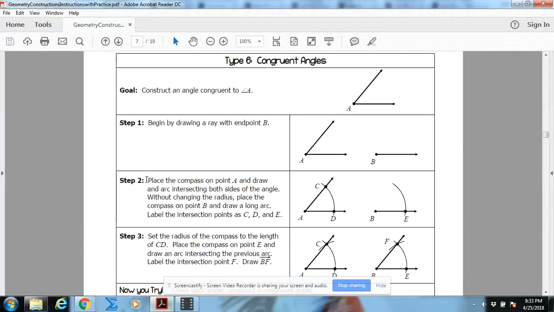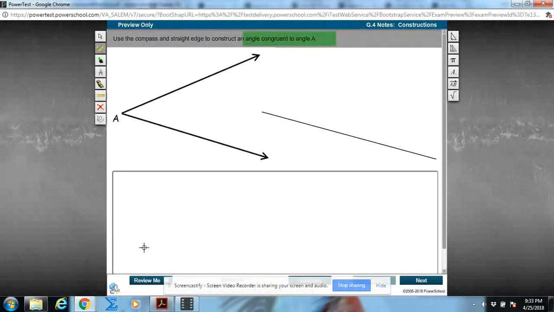Step 2. Place the compass on point A, which is the original angle, and draw an arc that intersects both sides of the angle. Start here, okay? This seems familiar. Seems like every time we're working with angles, this is our starting place, to draw an arc that intersects both sides of the angle.